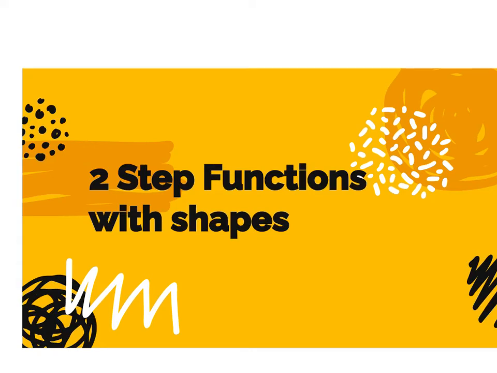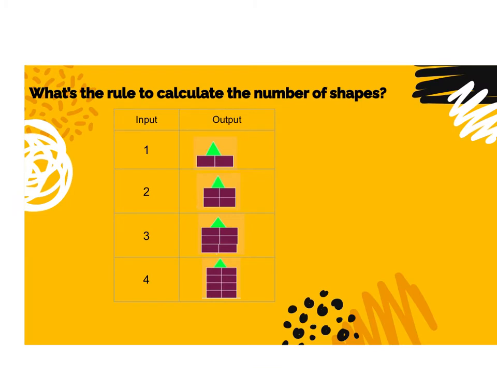Today's lesson is two-step functions with shapes. Here is our input-output table. The question we're going to think about is, what's the rule to calculate the number of shapes?